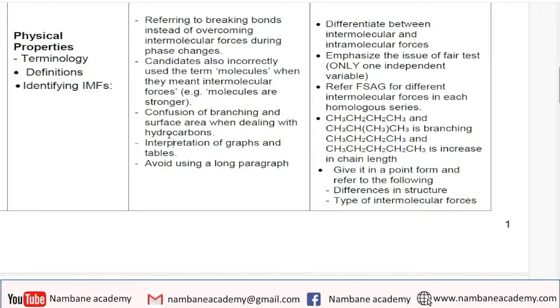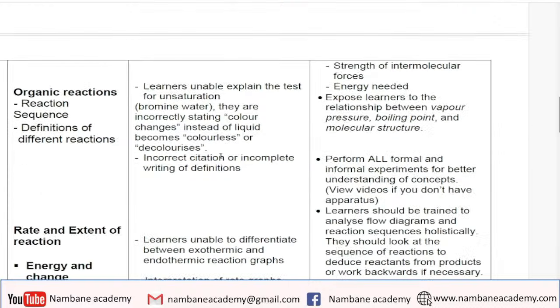And I know this is a revision from grade 10. So please interpret using those things. That is that for physical properties. Point form, please. Point form, when we explain. Then when it comes to organic reactions, please, guys, we follow the diagram.